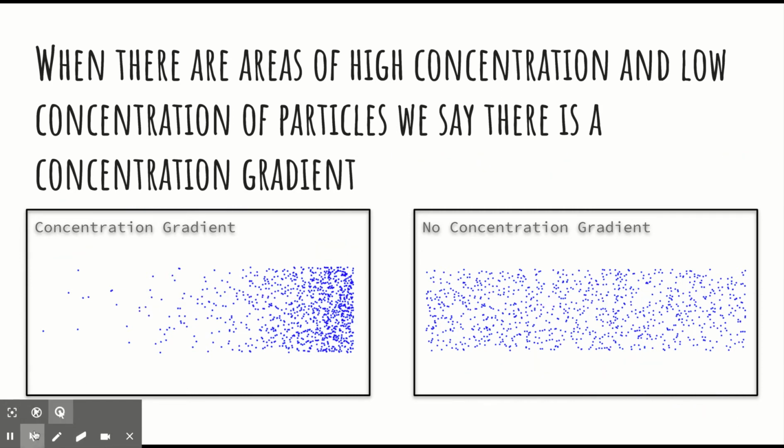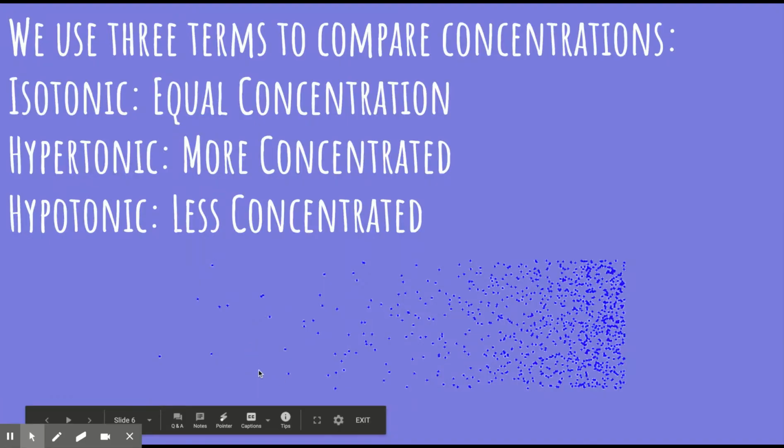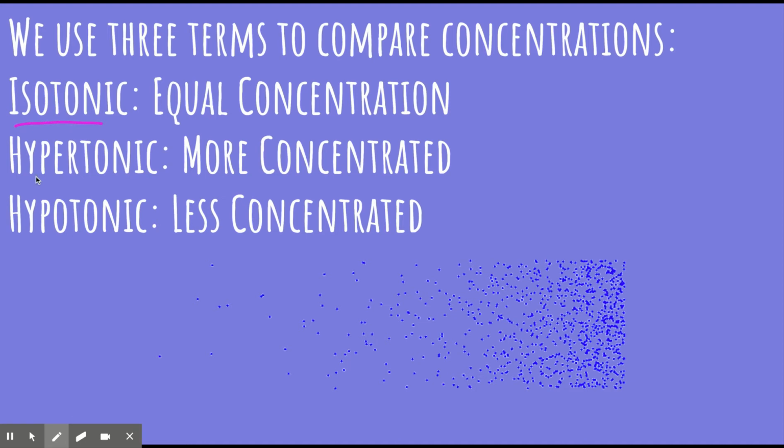So we are going to talk about some words to help us compare concentration. These three words are the following: isotonic, hypertonic, and hypotonic. If a cell has equal concentration inside and outside of it, it would be what we call isotonic because it has equal concentrations on both sides. But hypertonic, if you have one side that is more concentrated, it would be hypertonic. And hypotonic would be the less concentrated side. So what does that exactly mean?